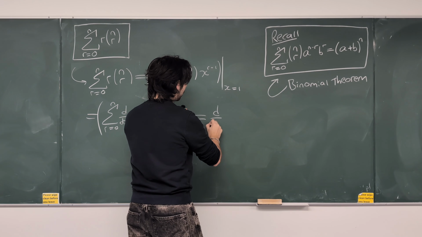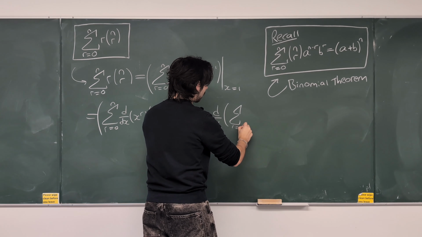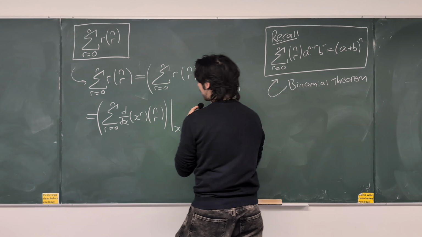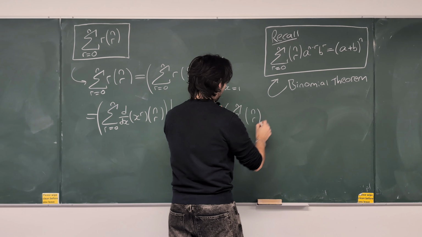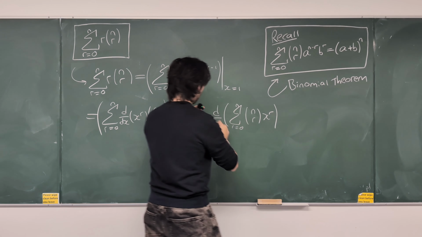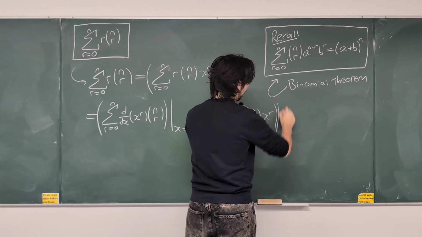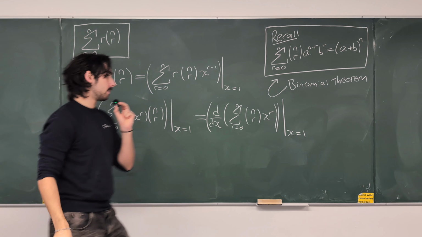So this is the derivative with respect to x of the sum from r equals 0 to n. The only thing left there is n choose r, and then I've got my x to the r as well. I'm going to close my bracket, and do an extra bracket around here. And then I can evaluate it again when x is the number 1.